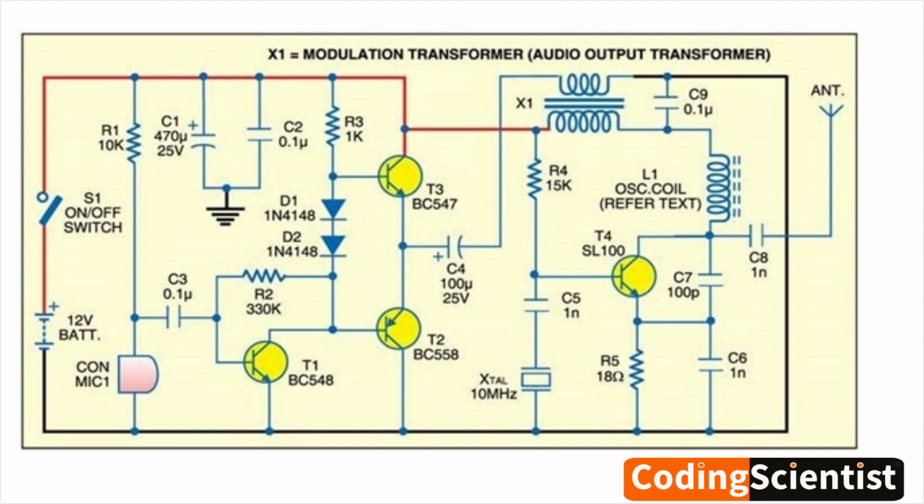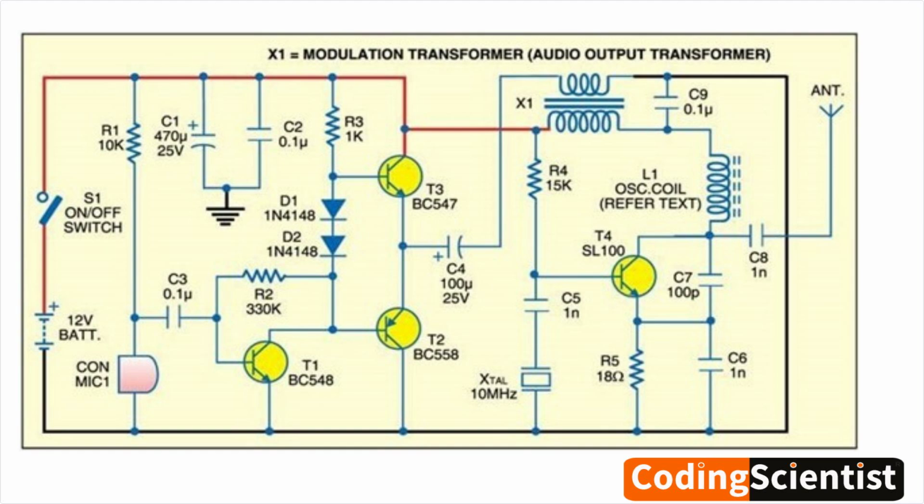T2, BC558. This transistor is the heart of the frequency modulator. It generates the carrier wave and its frequency is modulated by the audio input. T3, BC547. This transistor acts as a buffer, isolating the modulator stage from the power amplifier stage.